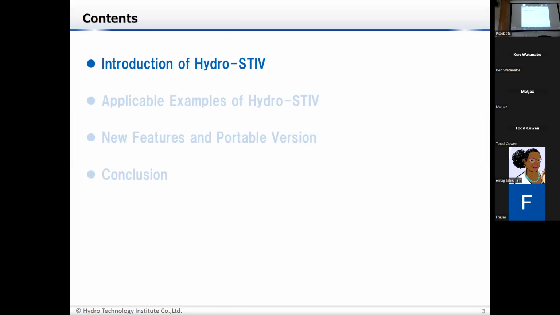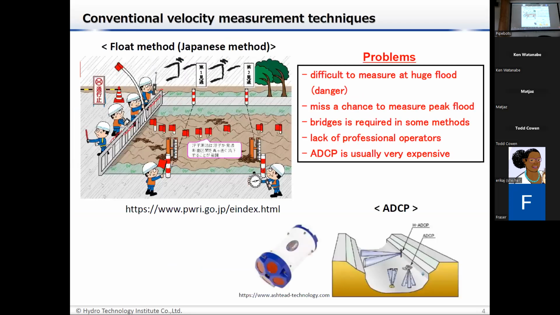First, I'll outline the software, Hydro-STIV. First of all, let me explain the motivation for product development. This slide shows the conventional velocity measurement method that has been used in Japan for a long time, as Mark-san mentioned, which we call the float method. The river discharge measurement is very important for the management of the rivers. So in Japan, we observe discharges of major rivers every year.